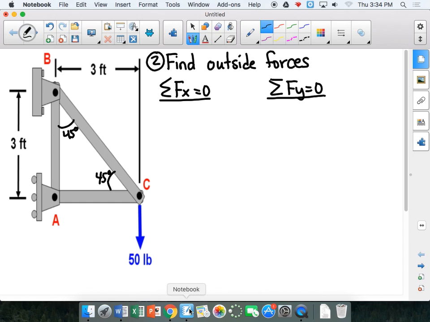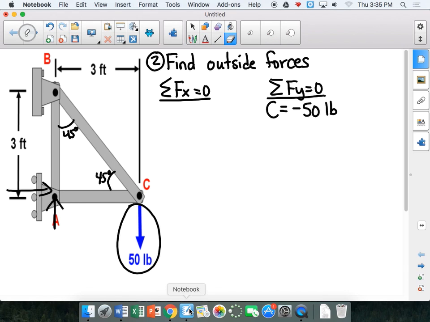So I've got an outside force right here at angle C, and that one is an outside force of negative 50 pounds because it's going down. Because angle A has a roller on it, it's going to have an outside force. Normally we would put that this way, but because of it being on the side, I actually have to put it in the x direction. So I'm going to have an RAX, and I don't know that force.